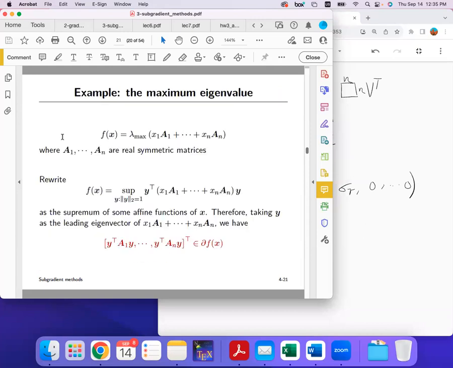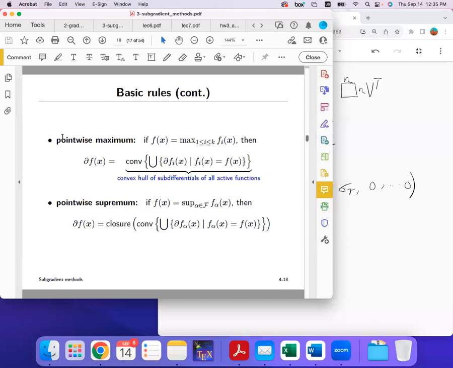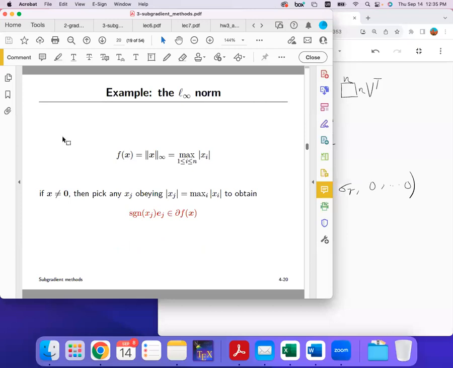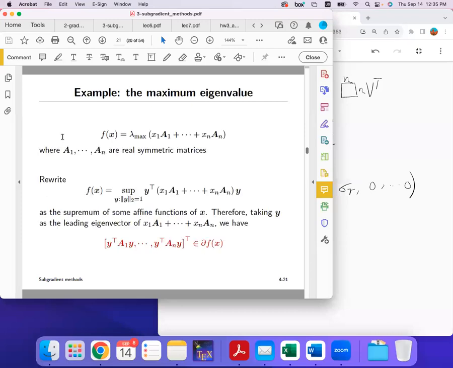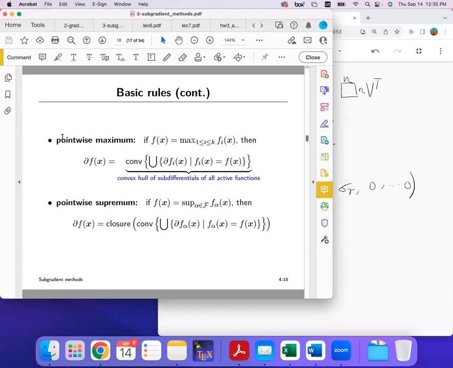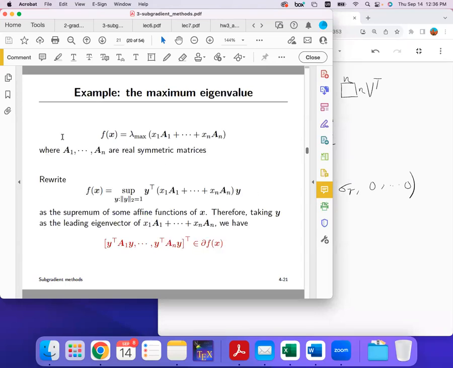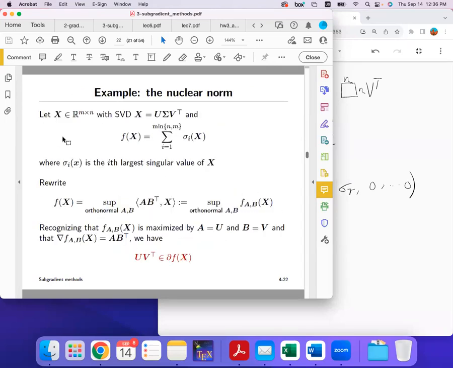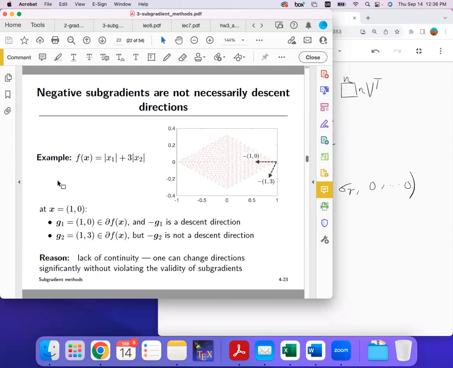Okay, so these are examples of pointwise maximum or supremum functions that we see in practice. You can see that many norms, vector norms, matrix norms, or singular values and eigenvalues, are naturally related to these two forms, pointwise maximum and pointwise supremum. And then we can talk about their subdifferential.